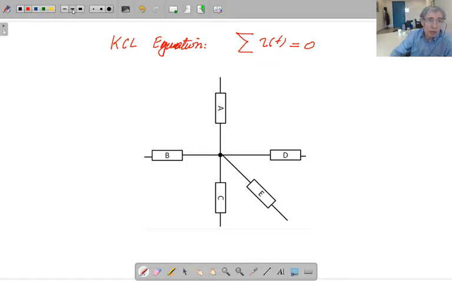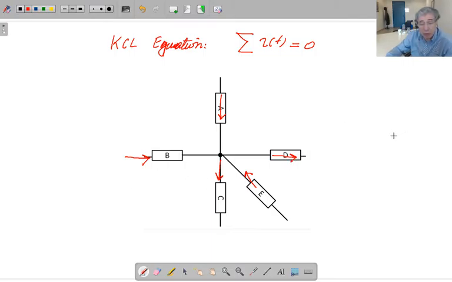So let's do it then. Here you are, the current reference for this B is from left to right. You can write the current reference outside the element, or you can draw it inside the element. Let's choose this one as this, and this one as towards the node, and this one out of the node. So the summation of these element currents is equal to 0.